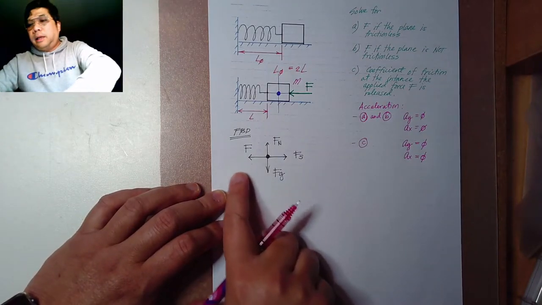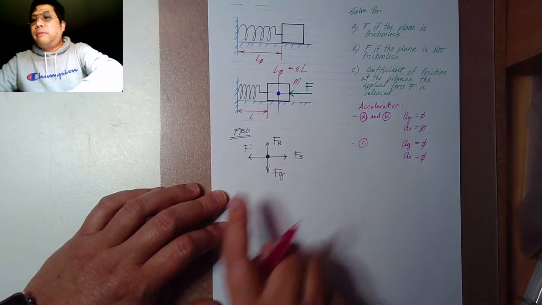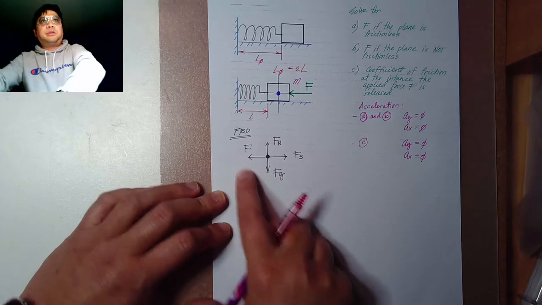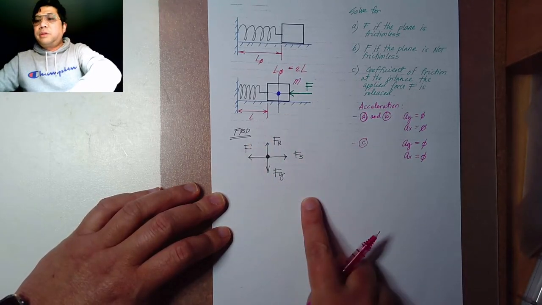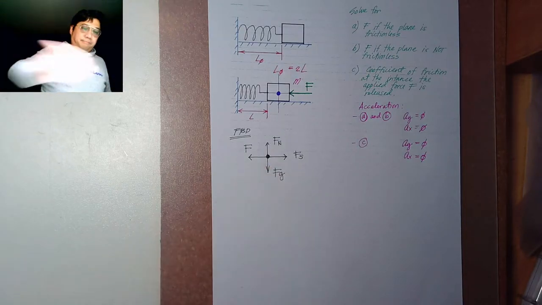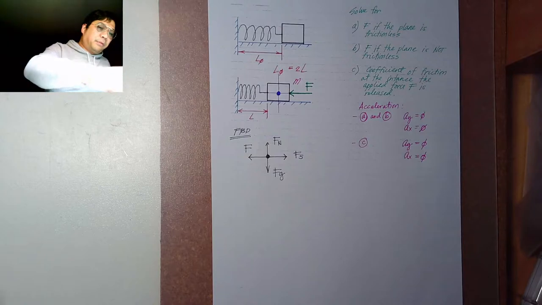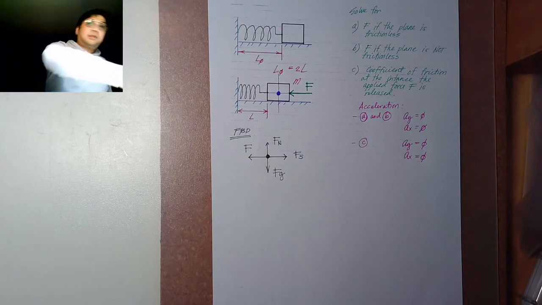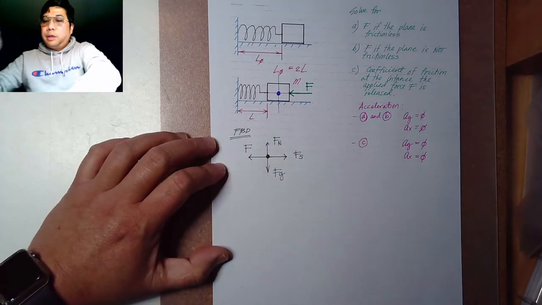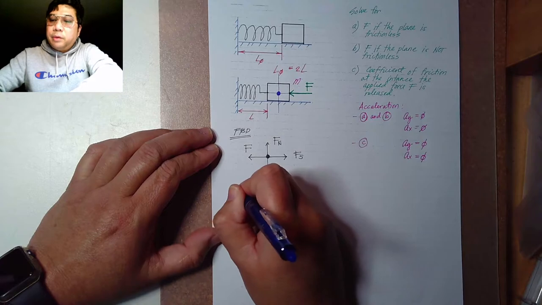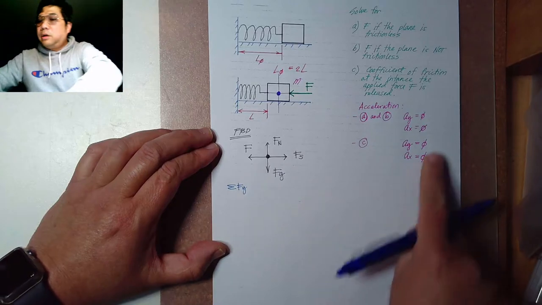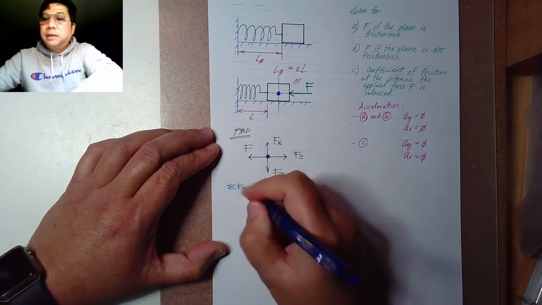Now, let's solve for the applied force. Let's express our answer in terms of the information that is provided. If you notice, there's no friction yet. Now let me use the blue ink. If I add my summation of forces along the y-axis, knowing that my acceleration is zero.